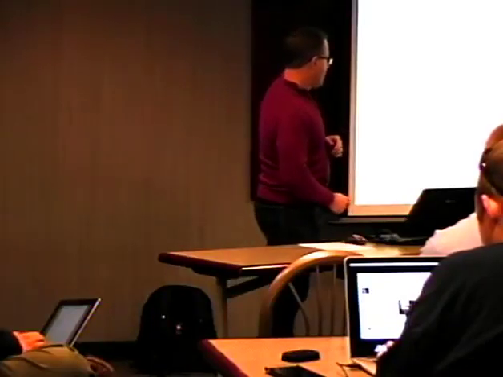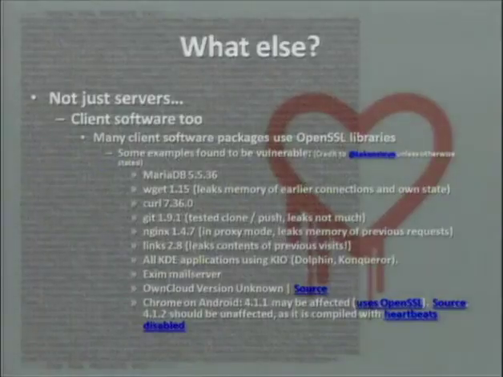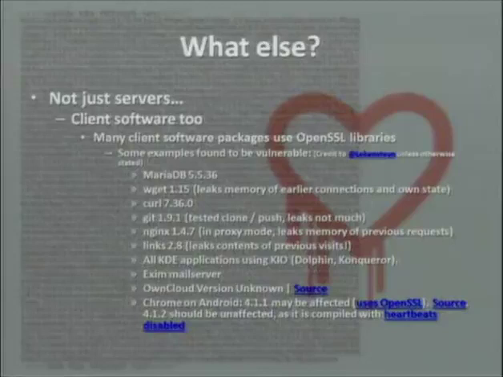Let's see, what else here? Email servers, mobile devices. iOS is not vulnerable, but a lot of the applications that run on it may be compiled with the OpenSSL code. Same thing with Android. Android 4.1.1, Chrome on Android 4.1.1 is definitely vulnerable. And again, I think we're going to see more and more and more.